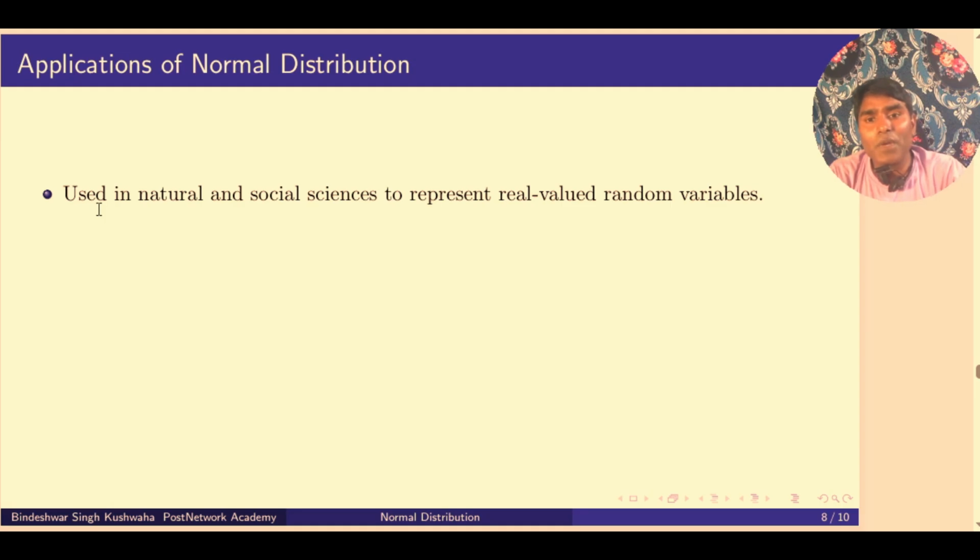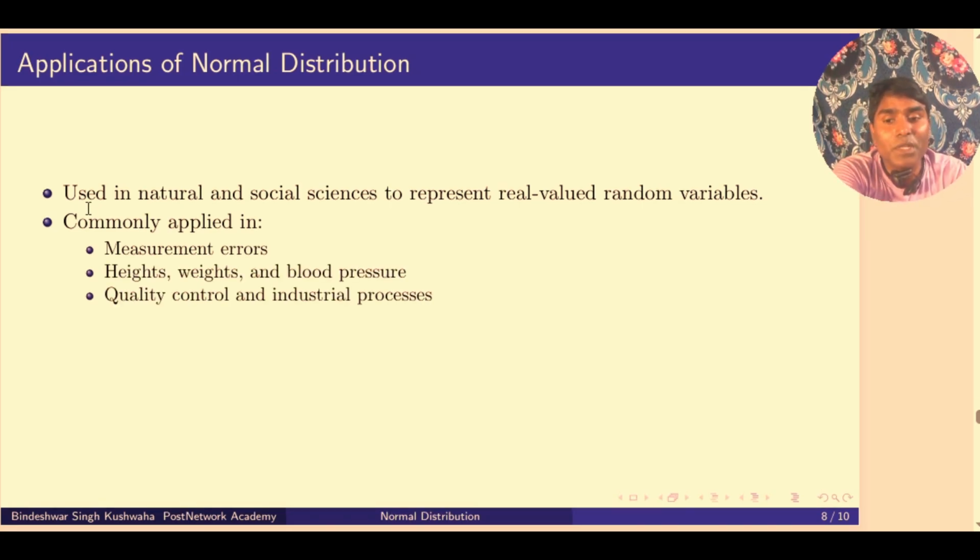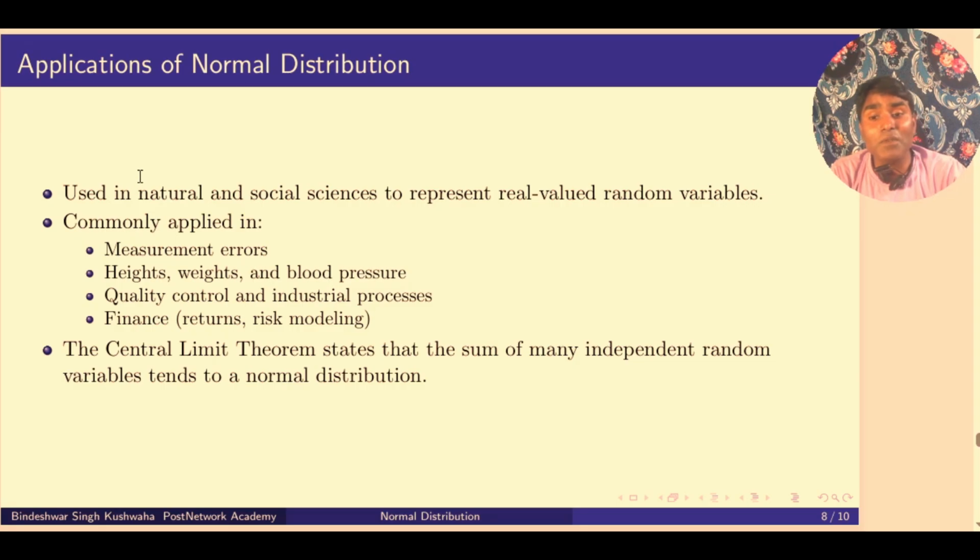So there are many applications. It is used in natural and social sciences to represent real valued random variables. It is commonly applied in measurement errors, heights, widths, blood pressure, quality control and industrial processes, and finance, like risk modeling. And the central limit theorem states that the sum of many independent random variables tends to a normal distribution regardless of the underlying distribution. That property is very important. I will explain the central limit theorem in the next video.